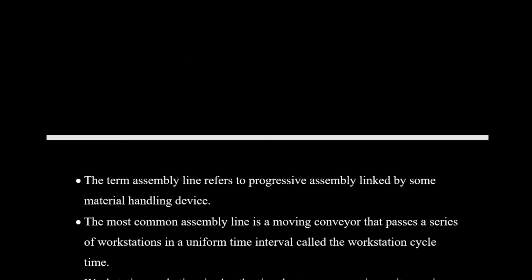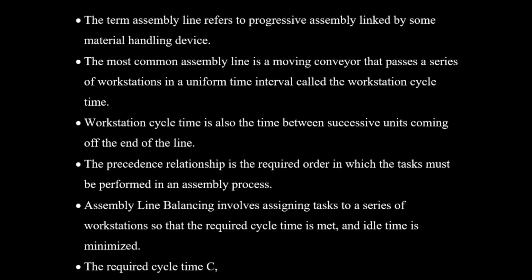In this video we are going to learn assembly line balancing. The term assembly line refers to the progressive assembly linked by some material handling device. The most commonly used material handling device is the moving conveyor, which you must have seen in some automobile manufacturing videos.